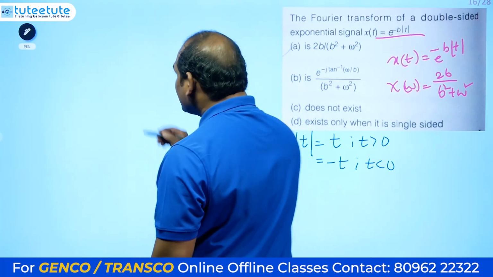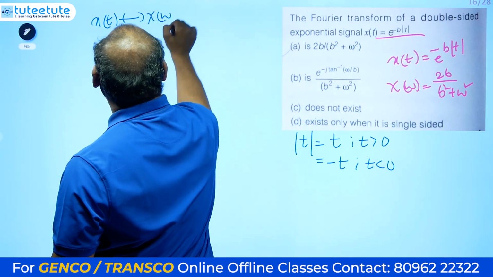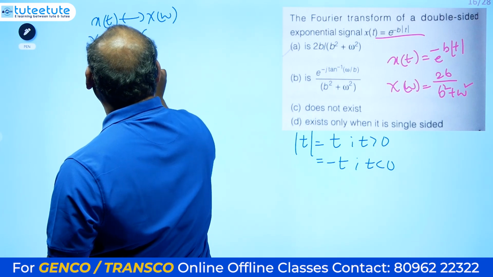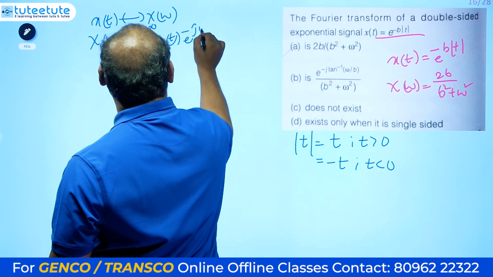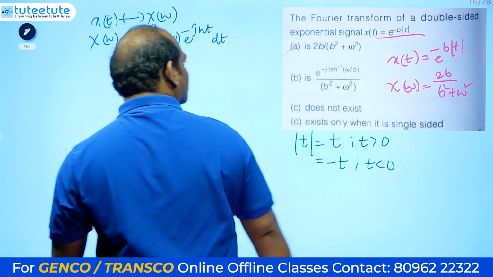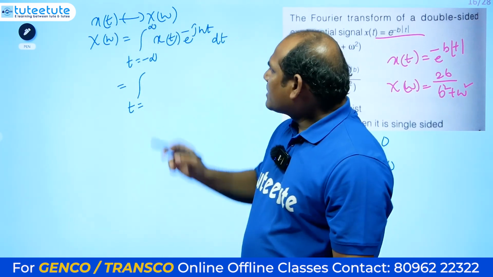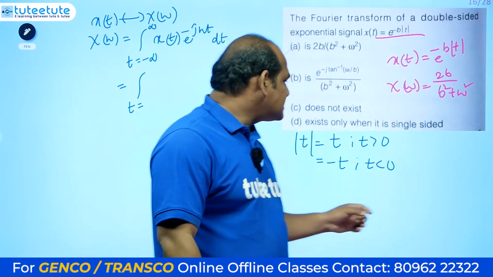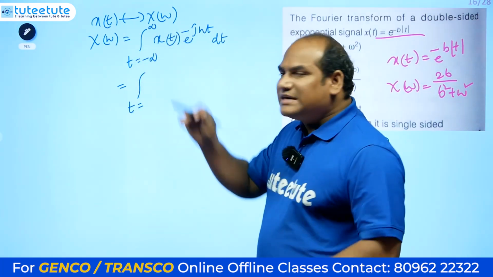So here I am taking x of t having the Fourier transform x of omega, and x of omega is equal to, what is the Fourier transform formula? Integral t is equal to minus infinity to plus infinity x of t e power minus j omega t dt. Now I will split this integral because we don't have only one function for all the positive and negative values of t. Since it involves modulus, one time we have to take plus t, other time we have to take minus t. So it is required to split this integral.